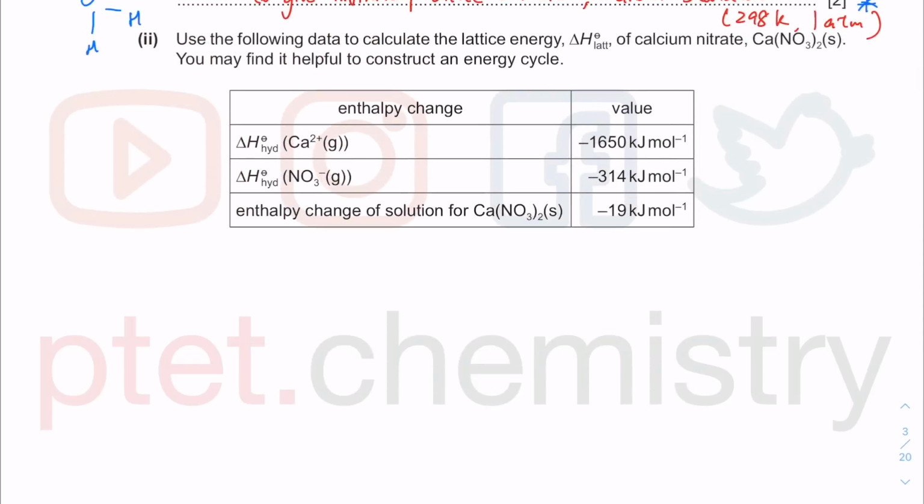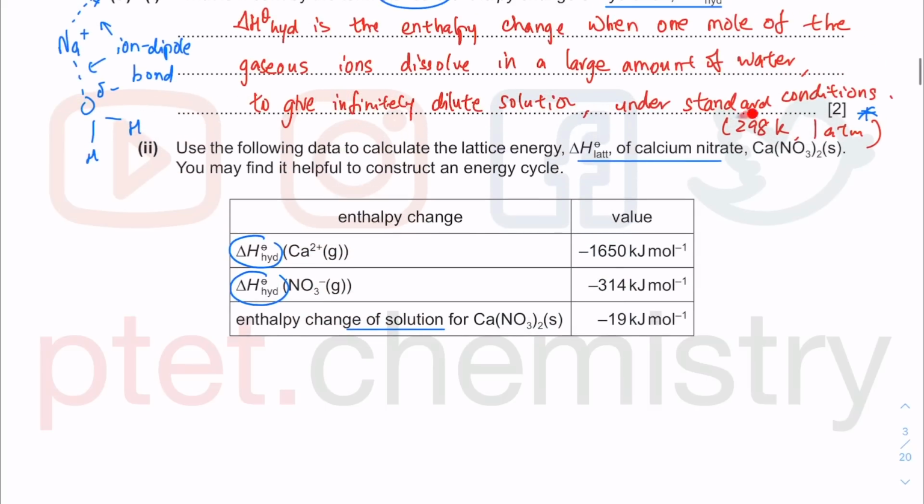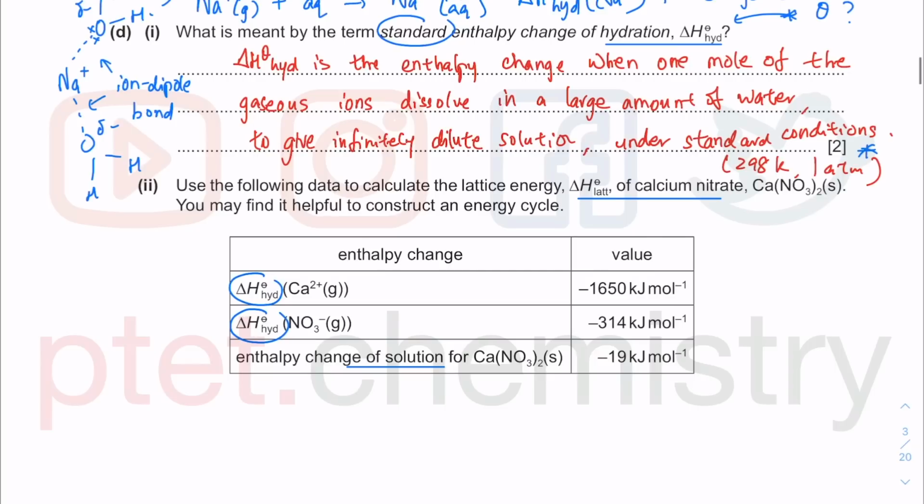The next bit is basically a calculation question. You are asked to find lattice enthalpy, and we are given hydration enthalpy as well as enthalpy of solution. So solution has got nothing to do with hydration. It's just the enthalpy change when you dissolve 1 mole of the substance in a large amount of water to give infinitely dilute solutions under standard conditions. Again, they look very similar, but here this is 1 mole of the substance. Here hydration is 1 mole of the gaseous ion.